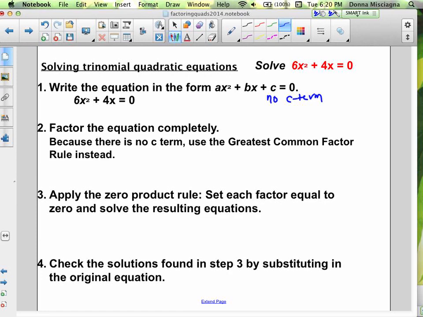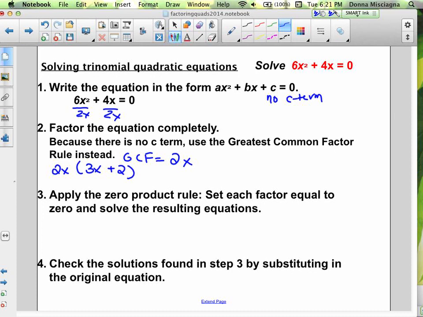So greatest common factor for 6x squared and 4x, well, they're both divisible by 2, and they're both divisible by x. That's our greatest common factor. So we're going to divide these two terms here by 2x, and that's going to give us our two factors. 2x is one factor, and then the quotient, what we get when we divide 6x squared plus 4x by 2x, is our other factor. So 6x squared divided by 2x is 3x, and 4x divided by 2x is 2.